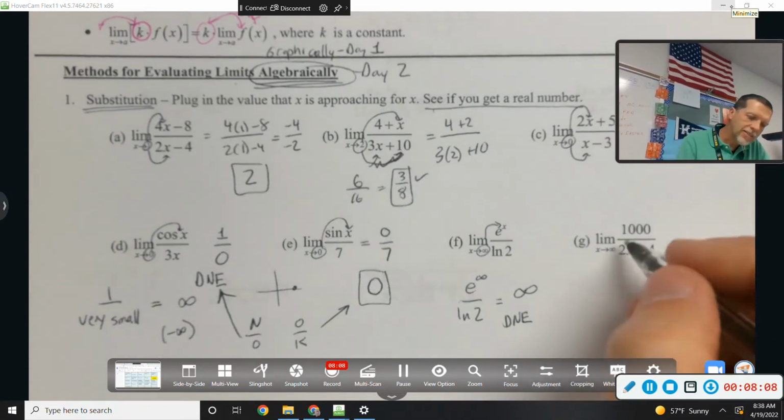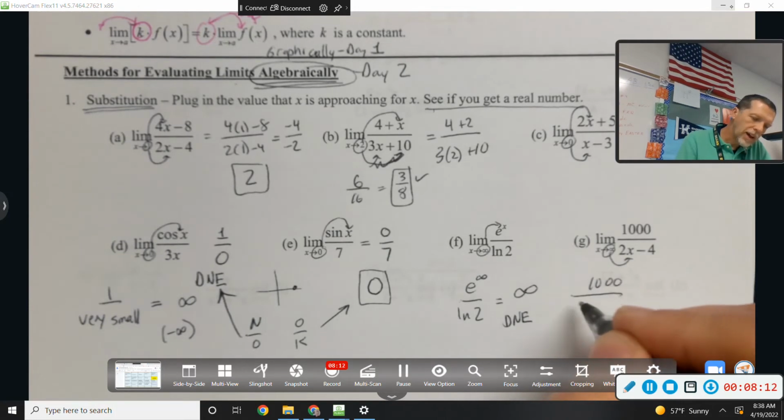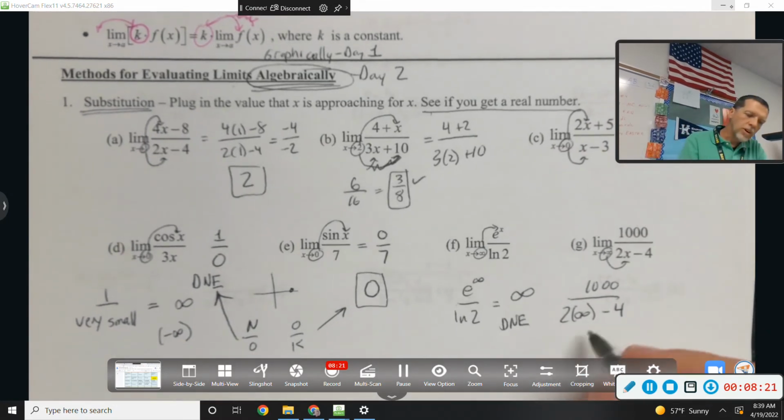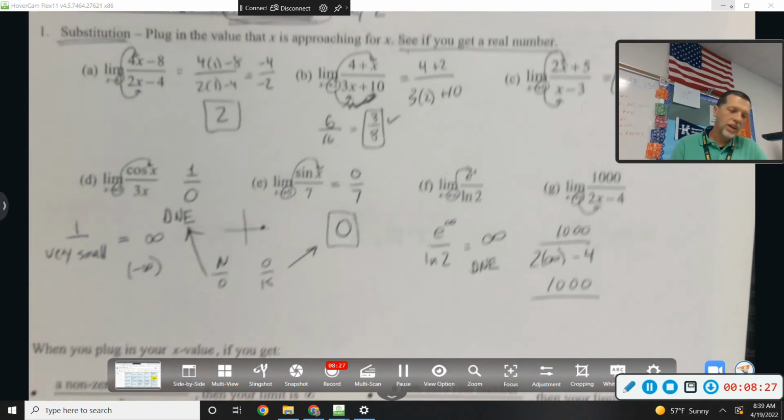And then lastly, 1,000 divided by 2 times infinity minus 4. So what's 2 times infinity minus 4? Big or small? Yeah, a lot. Really big.